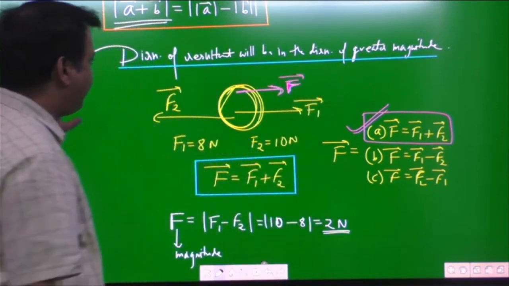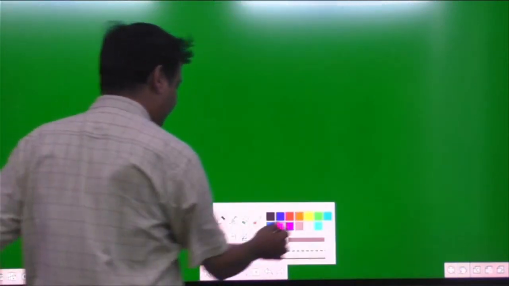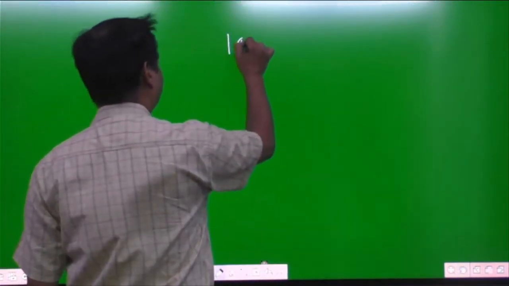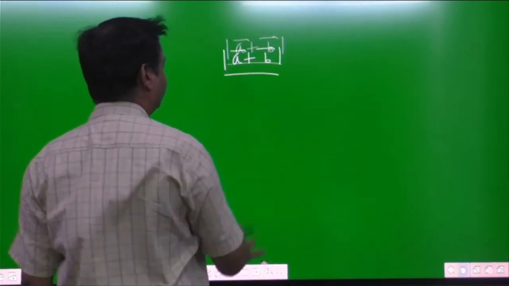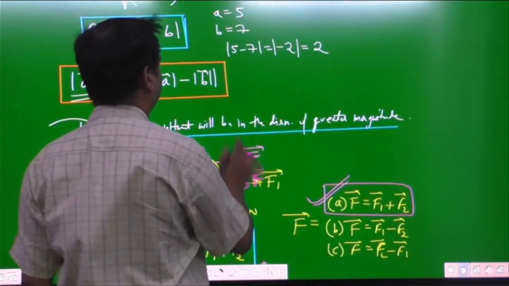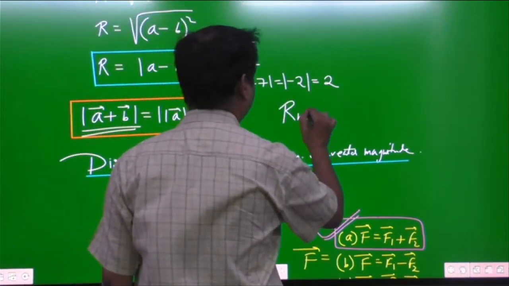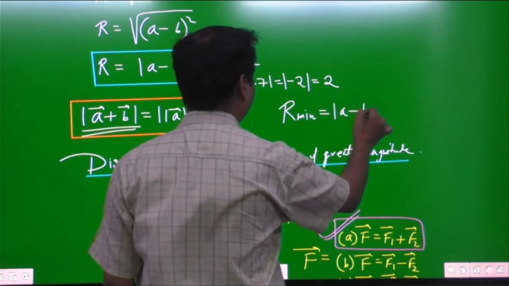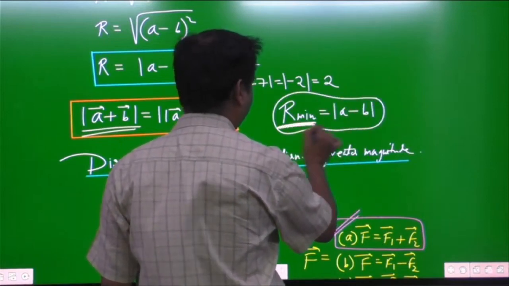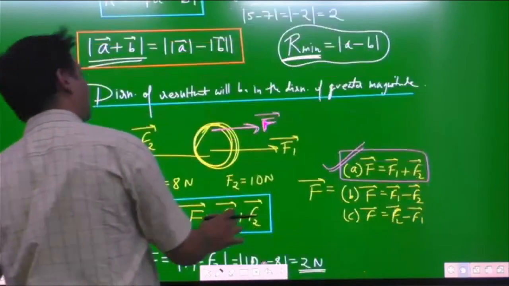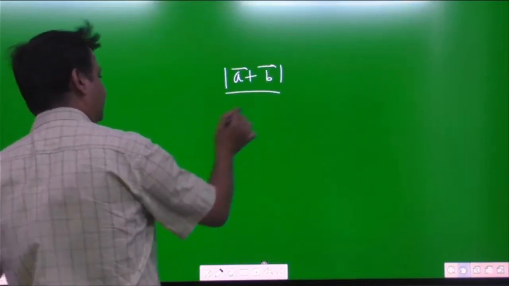Okay. So we have seen three special cases. That modulus of A plus B. And one more thing, this will be the minimum possible magnitude. This is the minimum possible magnitude between the two vectors. The resultant will have minimum magnitude as the absolute difference of the vectors. So we have seen three cases.